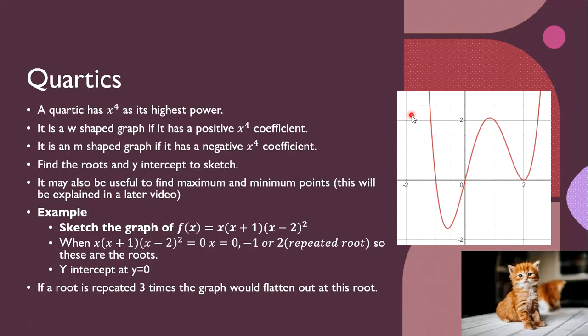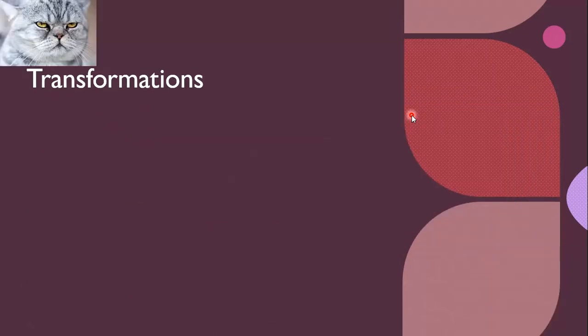It would be a similar sort of thing with an x to the 4 graph if there's a triple root. Transformations. So y equals f of x plus c.